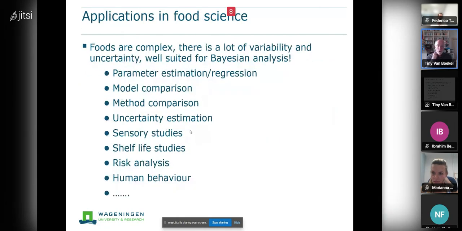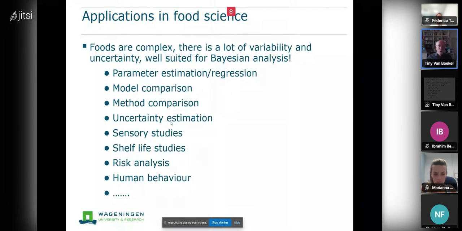Now, why do I stress the importance of the Bayesian approach so much? Well, I see a lot of applications in food science, because in foods we have a lot of variability and a lot of uncertainty, and that makes it very well suited for a Bayesian analysis. And we talk about estimating parameters and regression in this part of the module. I will not talk about, in view of time, model comparison and method comparison, because that is also very well possible with the Bayesian approach. We'll talk about uncertainty estimation.